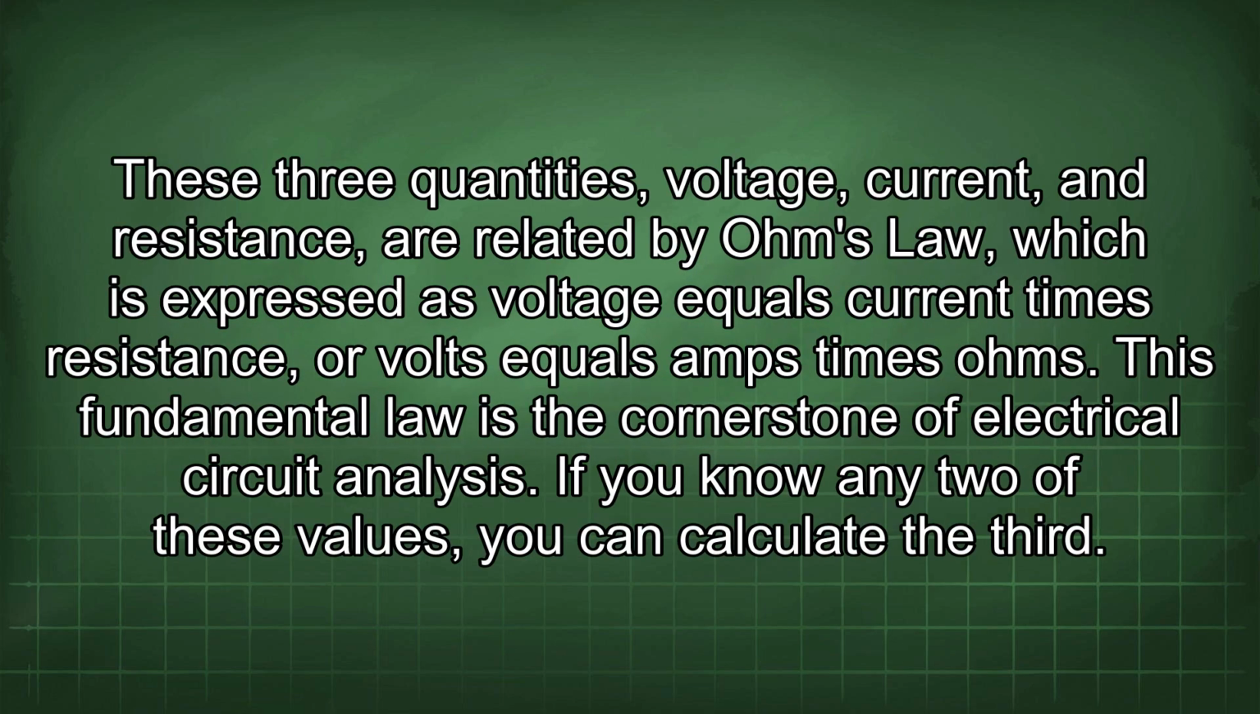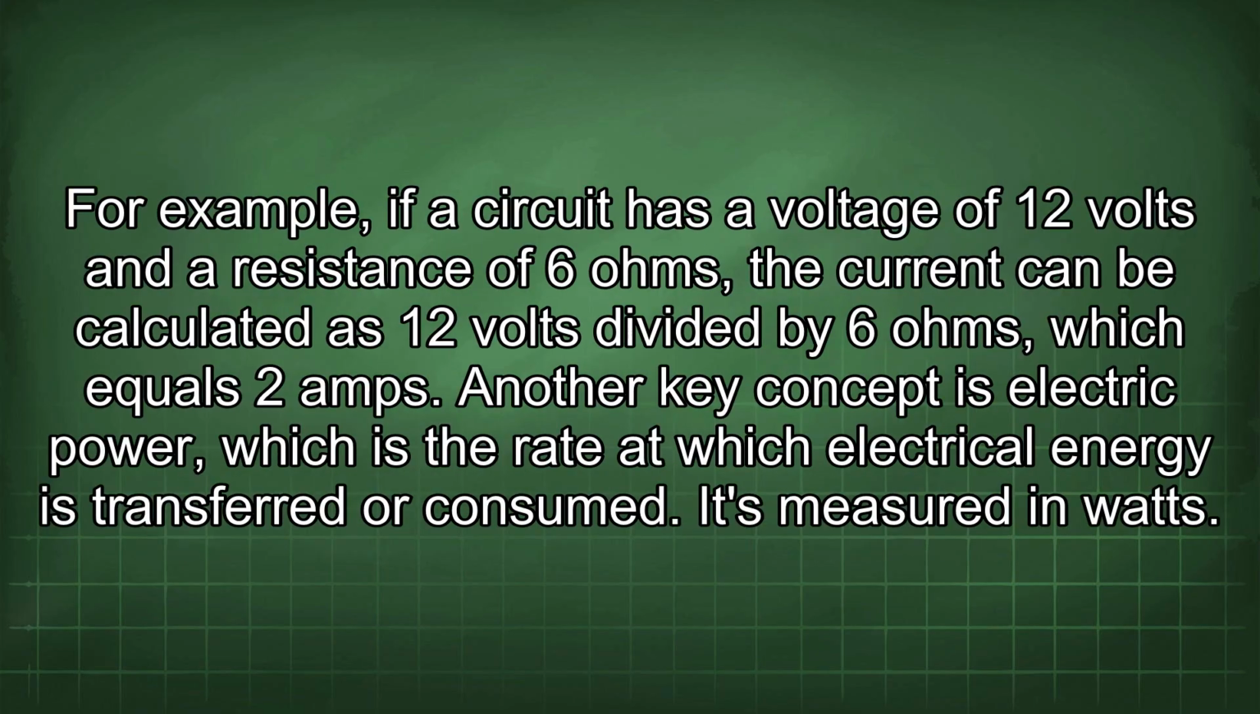These three quantities, voltage, current, and resistance, are related by Ohm's law, which is expressed as voltage equals current times resistance, or volts equals amps times ohms. This fundamental law is the cornerstone of electrical circuit analysis. If you know any two of these values, you can calculate the third. For example, if a circuit has a voltage of 12 volts and a resistance of 6 ohms, the current can be calculated as 12 volts divided by 6 ohms, which equals 2 amps.